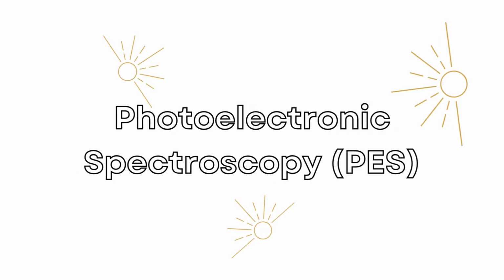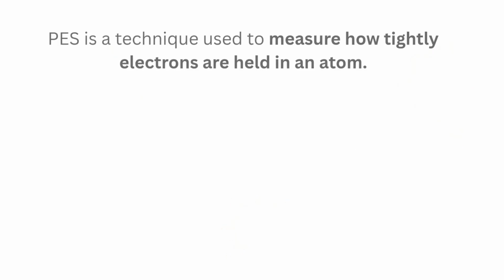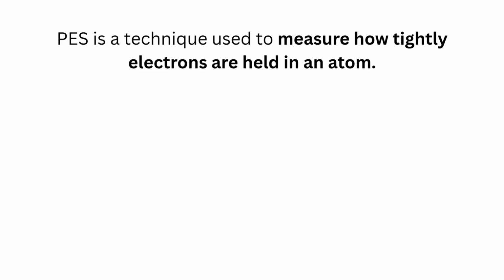In the last lesson, we explored how electrons are arranged in atoms. Now we will learn how scientists confirm this arrangement with real experimental evidence using photoelectron spectroscopy, or PES. What is PES? PES is a technique used to measure how tightly electrons are held in an atom.